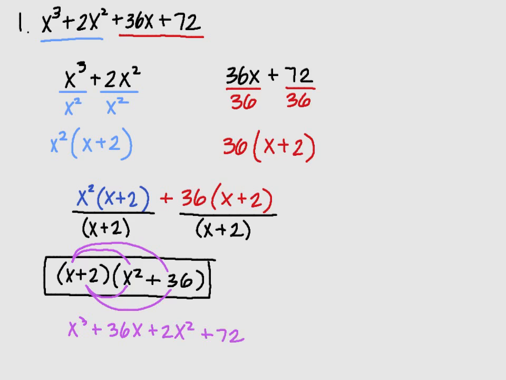I want to check to see that all of the terms in that polynomial do match the original polynomial that I had. Even though it's in a slightly different order, all the terms are exactly the same, meaning that this does check out, that our factored form here, x plus 2 times x squared plus 36, is the correct factored form of our original polynomial.